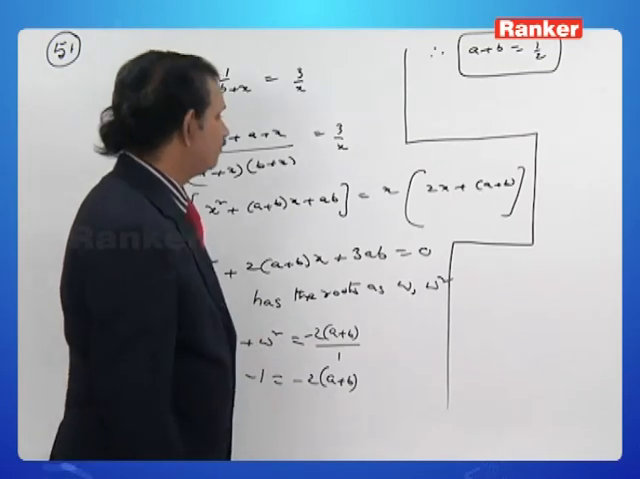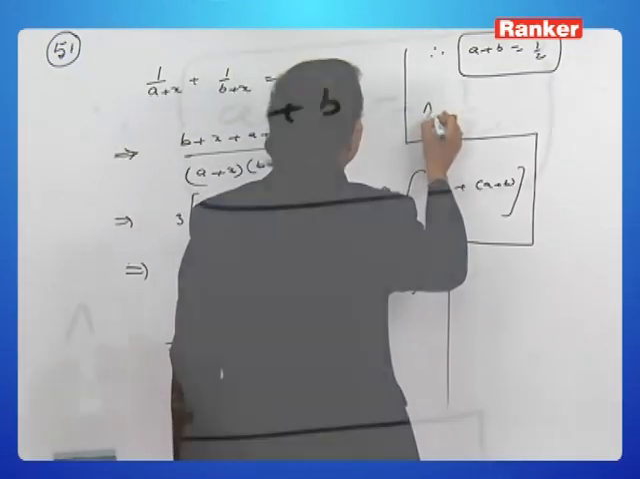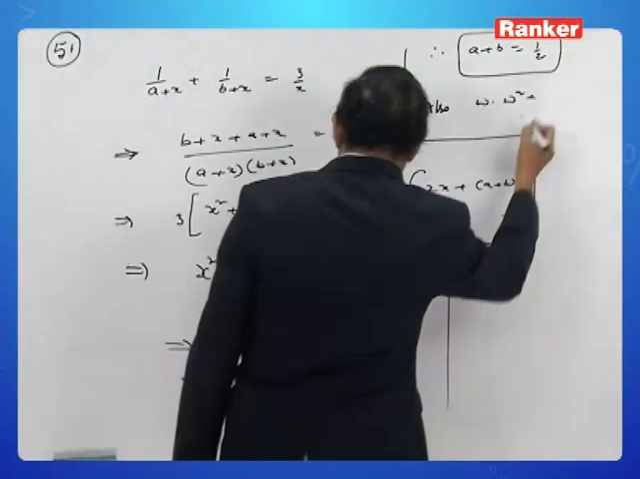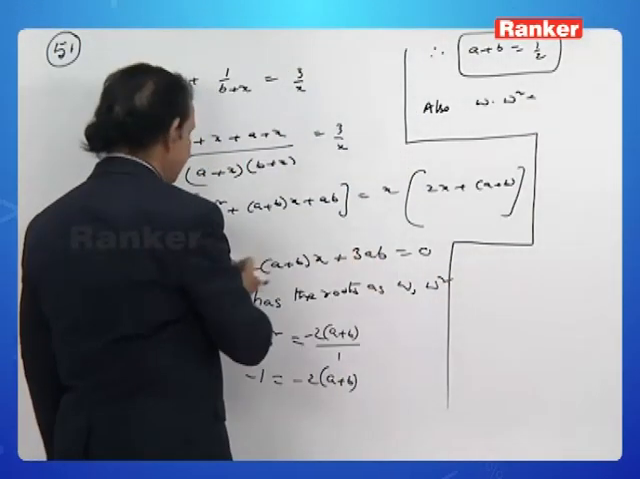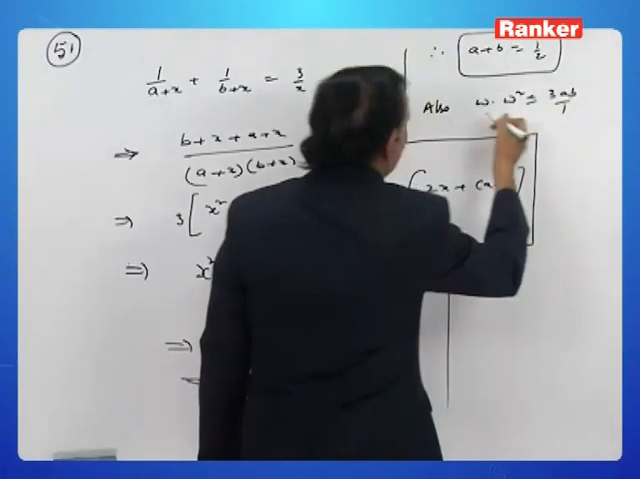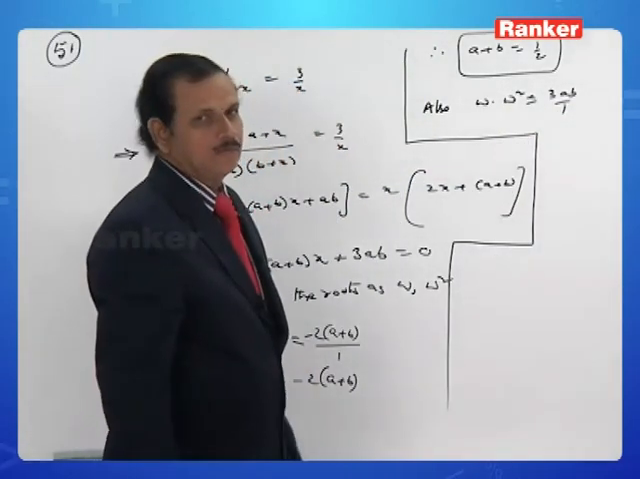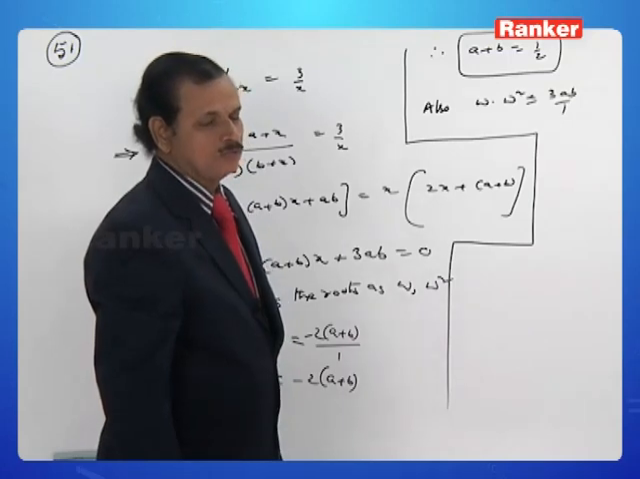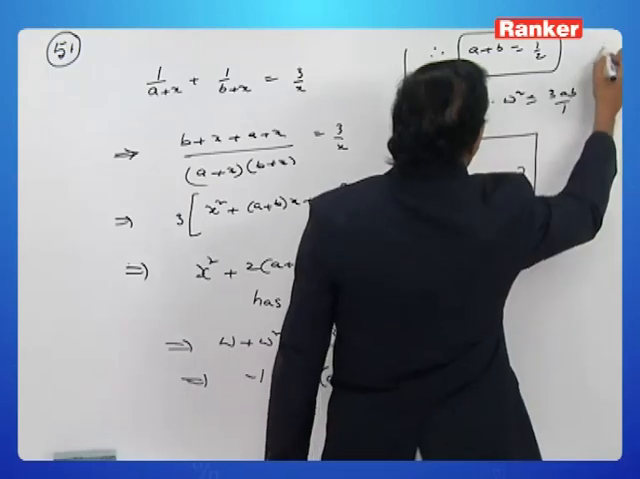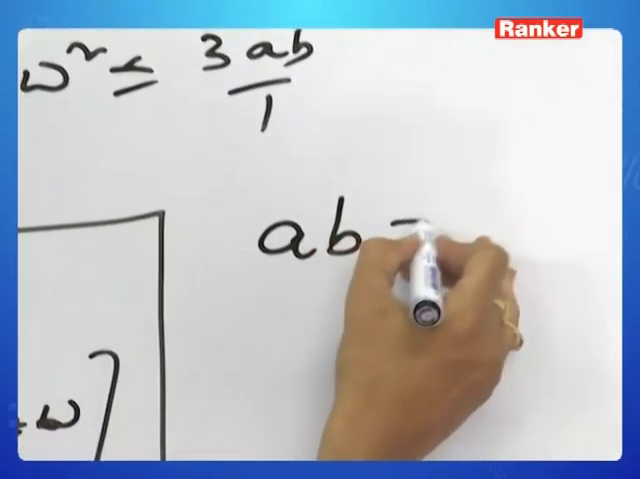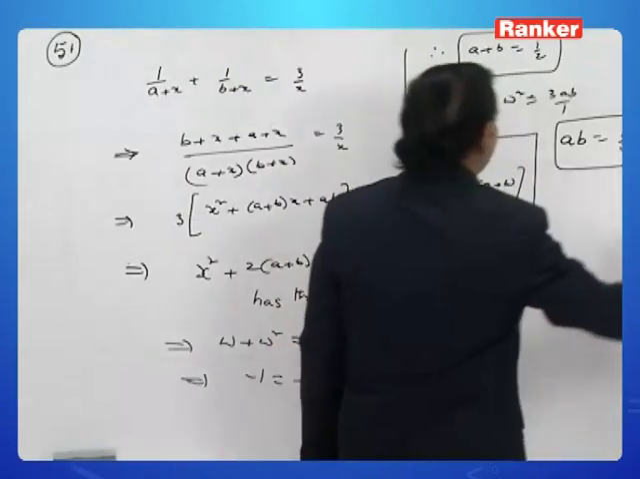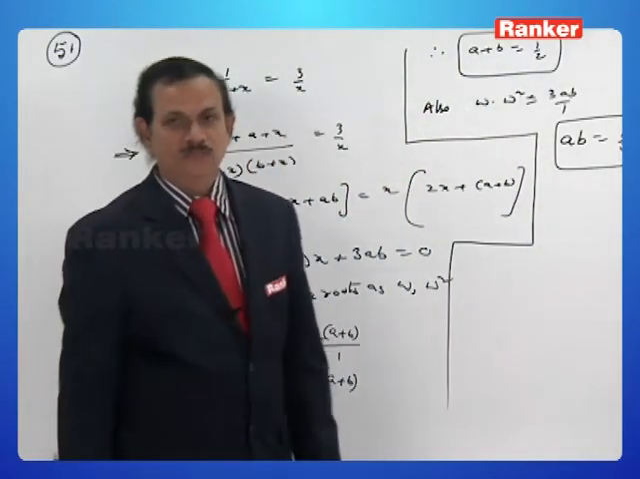What about the product of the roots? Omega into omega square. What is the product of the roots? c by a. That is 3ab by 1. What is omega into omega square? Omega cube. What is omega cube? 1. So 1 is equal to 3ab. Therefore, ab is equal to 1 by 3.